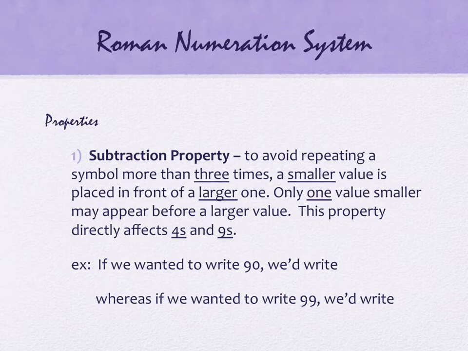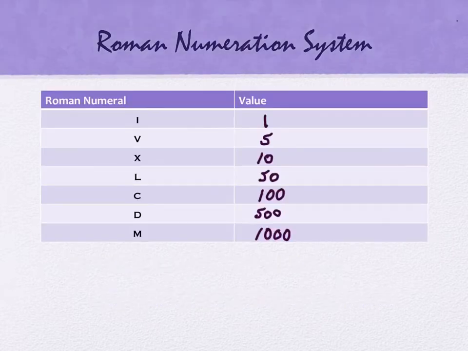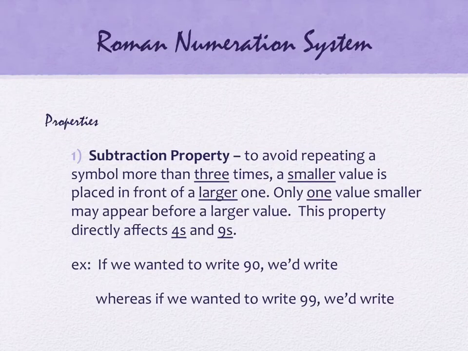So I've got an example. We're going to write the number 90 first. If we were writing the number 90, in theory we could write down an L and then 4 X's, and that should be the number 90, right? 50 and then 40 more. In their system, though, they would never have written a numeral more than 3 times in a row. So we wouldn't have written 4 of the 10s. It's just not what was done. Instead, they would write the 10 in front of the symbol for 100, which is C. So you'd get a 10 here, a 100 here, and because the 10 comes in front of the 100, there's a subtraction property going on. That number would then be 90.